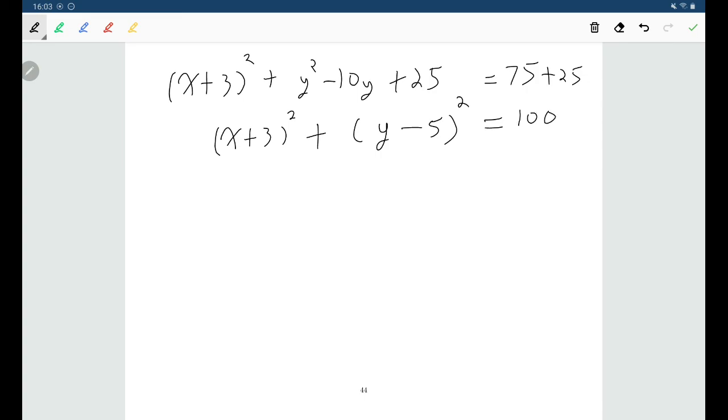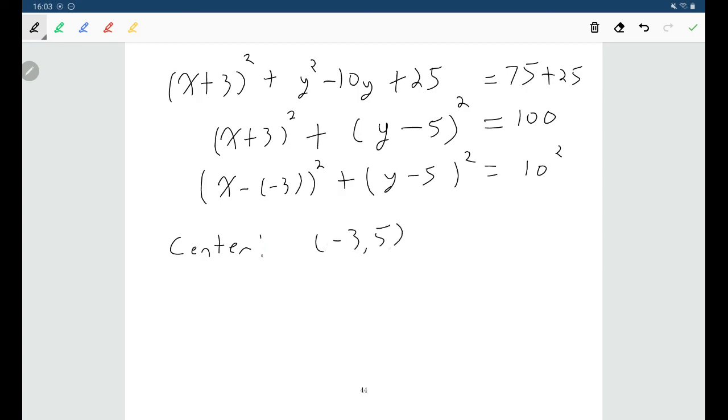And so now we're pretty clear. This is written in standard form, and so we can see that if we were looking at this, this is the equation of a circle where the center is negative 3, 5, and where the radius happens to be 10.